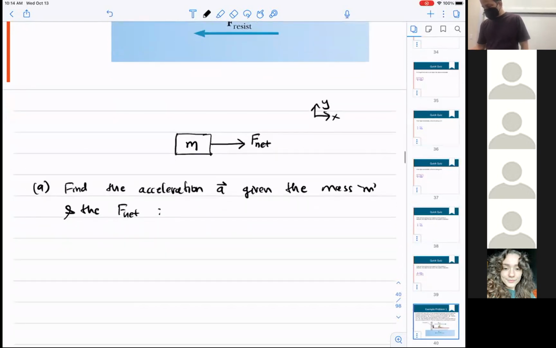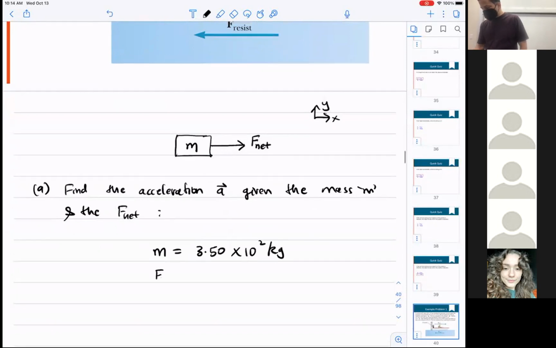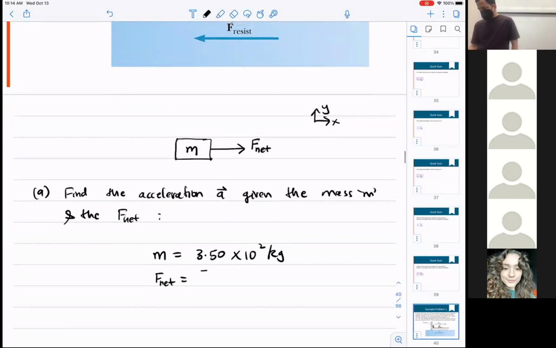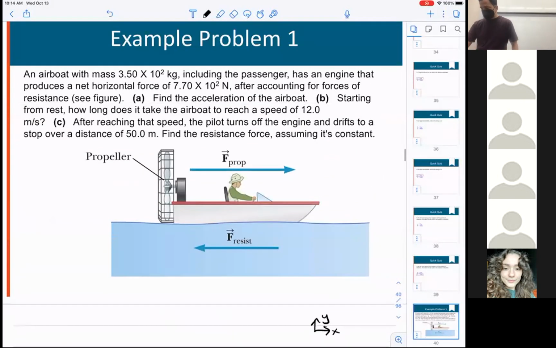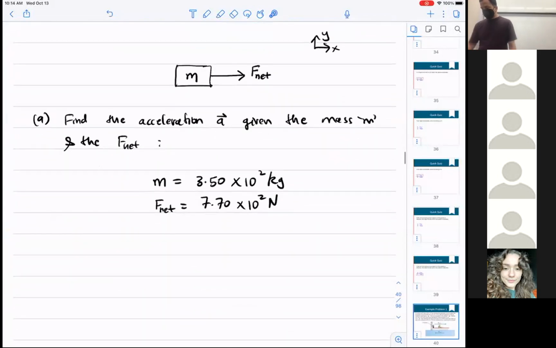So the mass we're told, remember, is 3.50 times 10 to the 2 kilograms. And then the net force is equal to 7.70 times 10 to the 2 newtons. So this information is given to us, and we want to find the acceleration. So what do we do? We're going to apply Newton's second law.